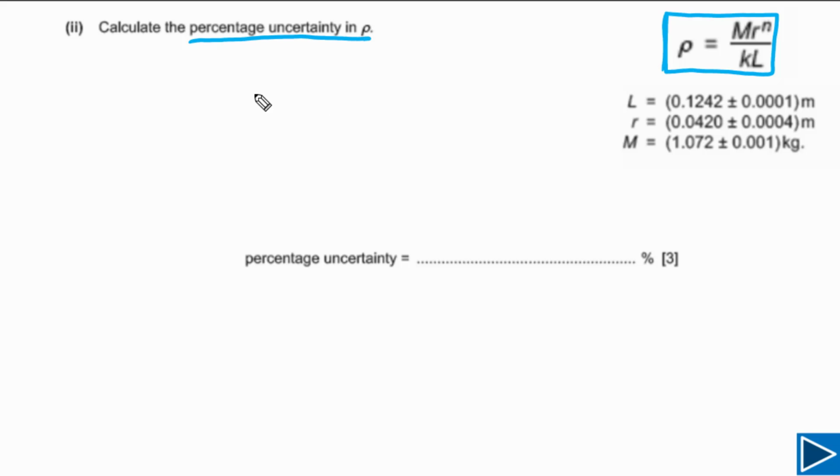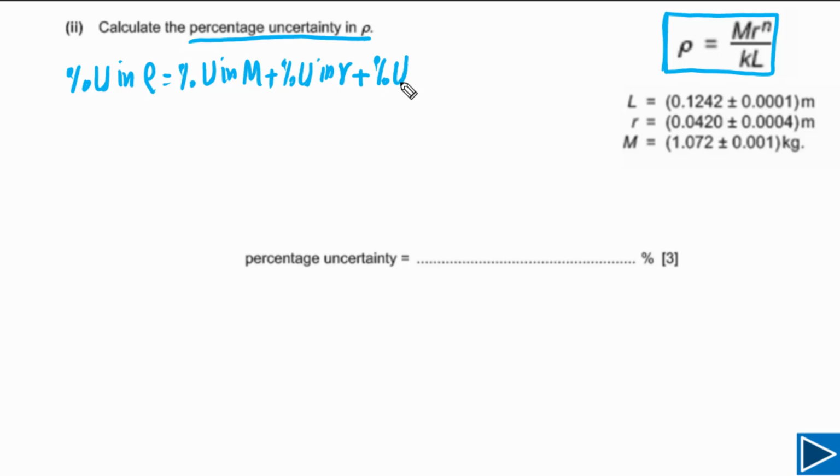So let me write down what I said. If you need to calculate the percentage uncertainty in density, this will be equal to the percentage uncertainty in M plus the percentage uncertainty in R. We will talk about the exponent later. Plus the percentage uncertainty in K. But K is a constant, so you can ignore that. Next, you can say the percentage uncertainty in L. K is a constant, so it has no percentage uncertainty.